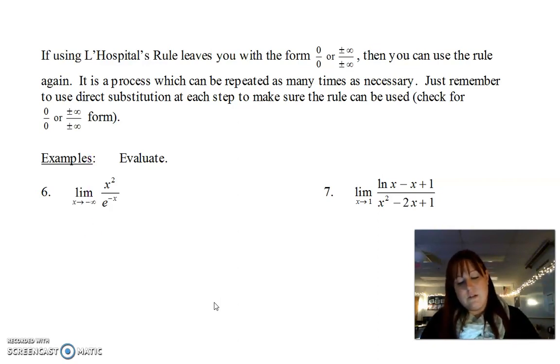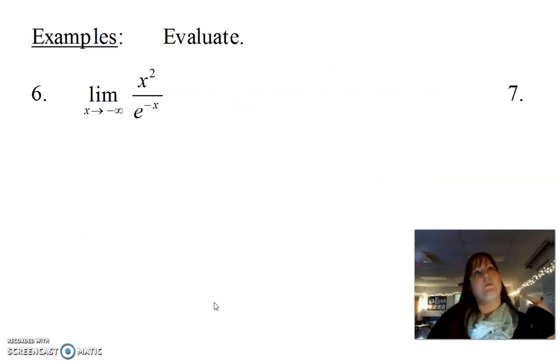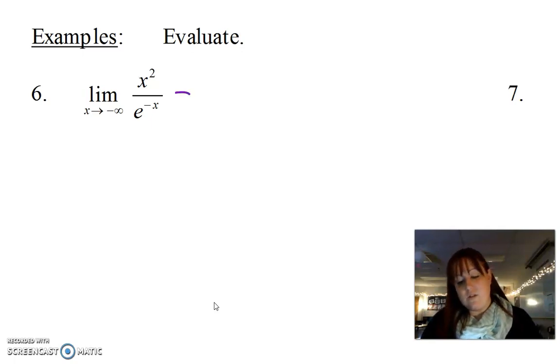All right, so this one, the limit as x approaches negative infinity. We think in our brains, when I put in a big number on top, I get a big number. When I put in a big number on bottom, I get a big number, right? So this is a big number over a big number, that's infinity over infinity. Okay, so this is a candidate for L'Hopital's, so I'm going to apply L'Hopital's.